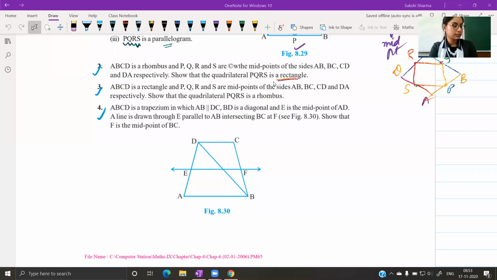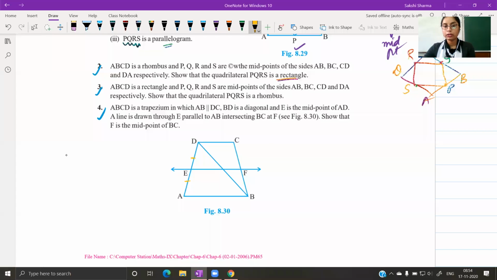So we are doing exercise 8.2. We've done the first 3 questions and the 6th question. Question number 4 here. You've been given that ABCD is a trapezium in which AB is parallel to DC, BD is the diagonal, and E is the midpoint of side AD.